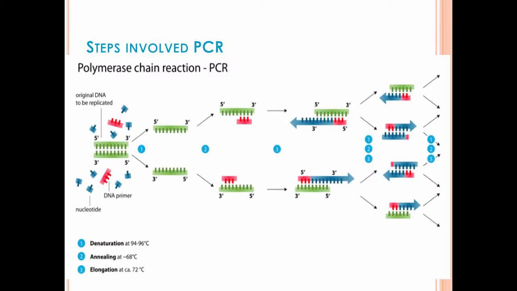Major steps of PCR include denaturation, which means the separation of strands. Annealing, binding of the DNA primer to the DNA template. Elongation, addition of nucleotide sequences to the DNA primer.